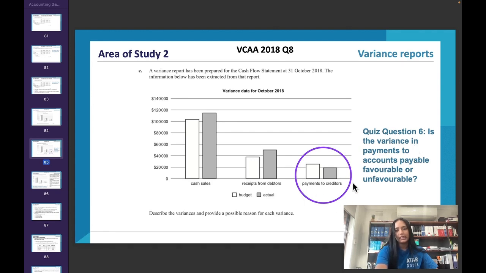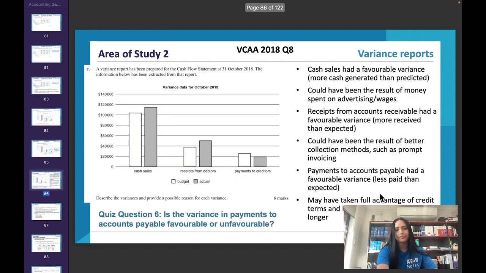Okay, so thinking about this variance in payments to accounts payable, is this favorable or unfavorable? So the budgeted was more than the actual payments. So financially speaking, it was a favorable variance because it was more cash generated than what was predicted. And this could have been the result of the business paying less to the supplier than what was expected, which basically means that the business may have taken full advantage of the credit terms offered by the supplier and kept cash in the business for longer.